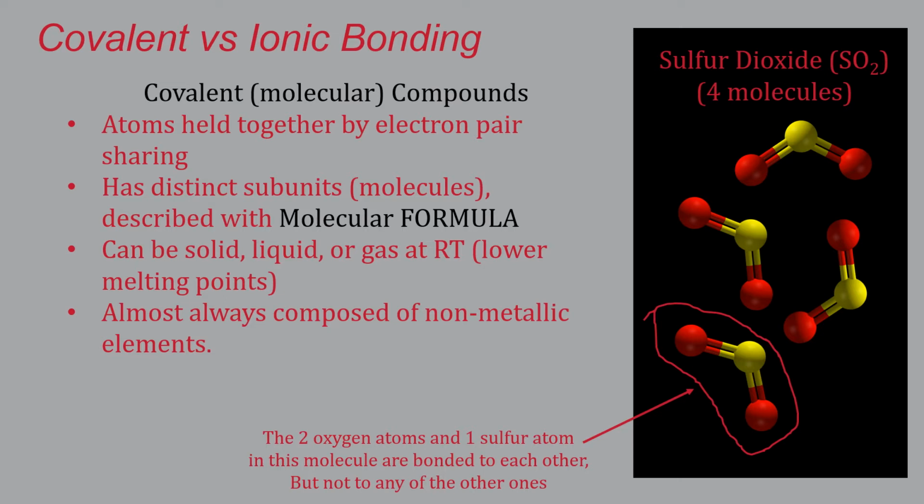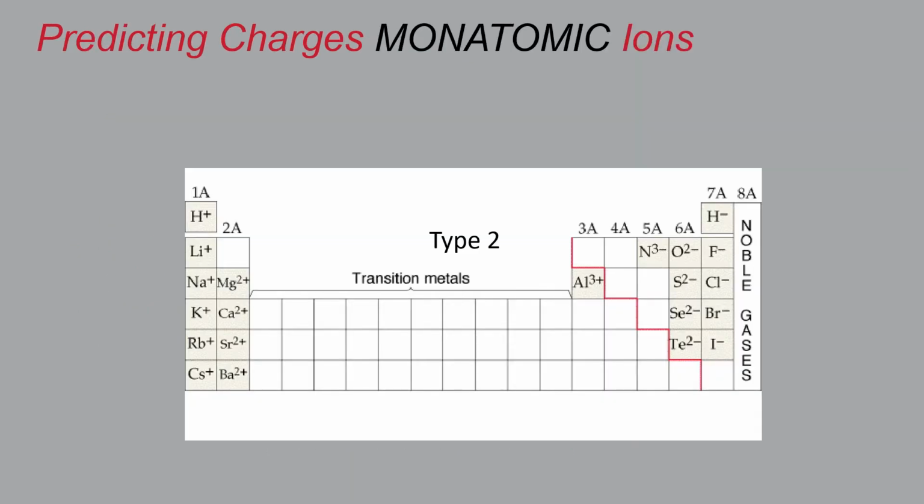Now, the interactions that hold a molecule together internally are quite strong. They are about as strong as the ionic interactions, but there's hardly any interaction between one particular molecule and any of its neighbors. And because of that, some can be solids, but they can also be liquids or gases at room temperature, implying that those interactions are quite weak. And generally, these compounds arise from the combination of two nonmetallic elements. Again, this is all review.